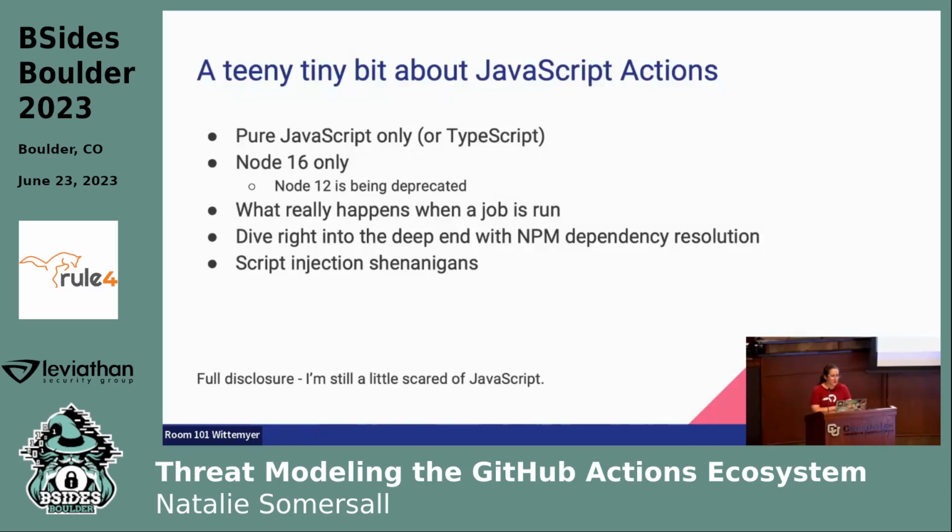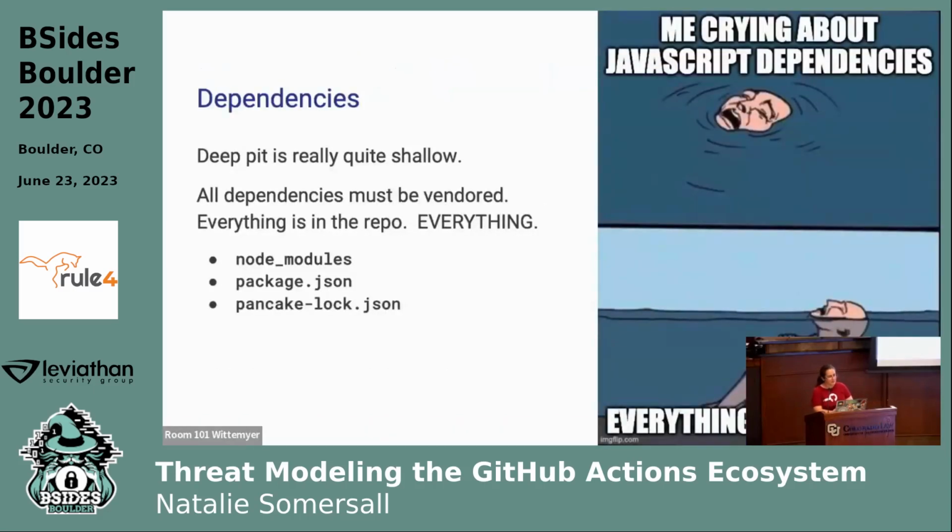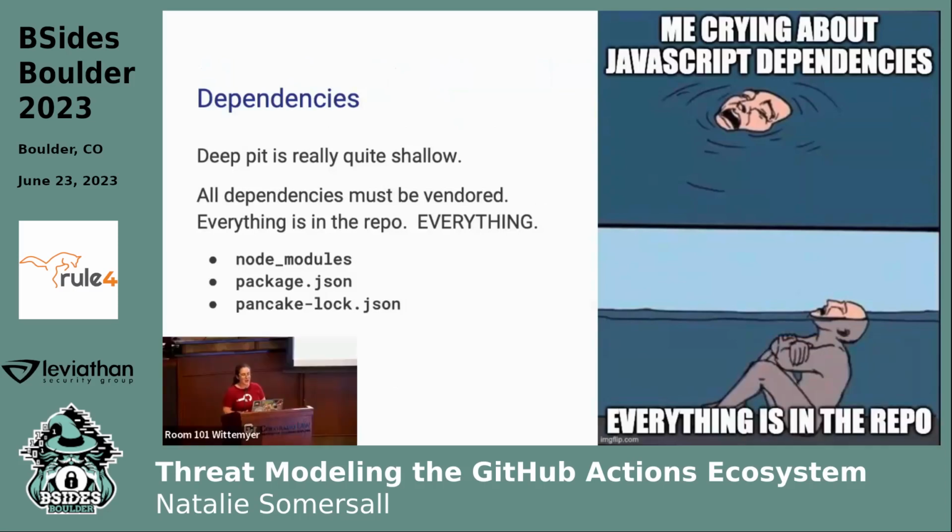And let's dive right into the deep end of dependency resolution. We'll do script injection right at the end. That deep pit of dependency resolution in JavaScript, at least in GitHub Actions, is really pretty shallow because for portability, all of your dependencies in a JavaScript GitHub action are vendored. So that means you have to check in your package JSON, package lock, all of your node modules, all of that gets checked in.